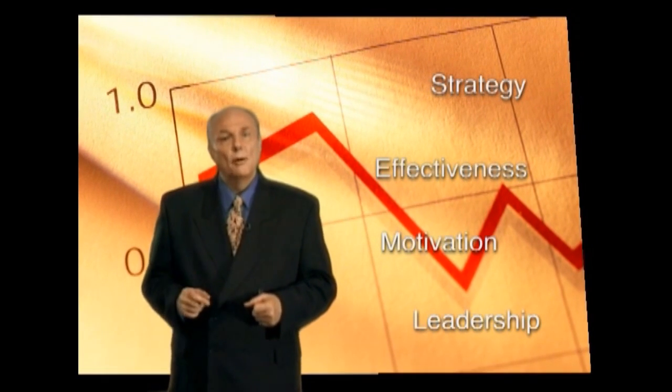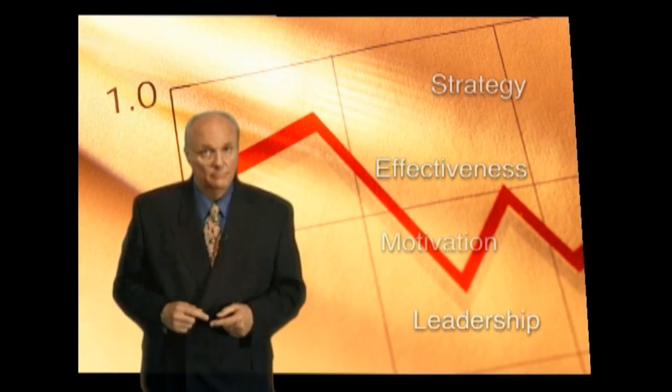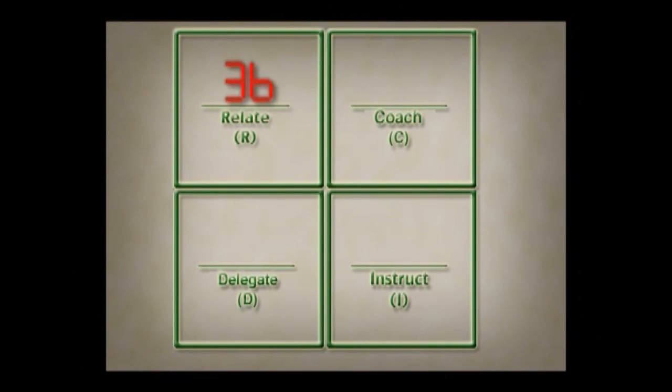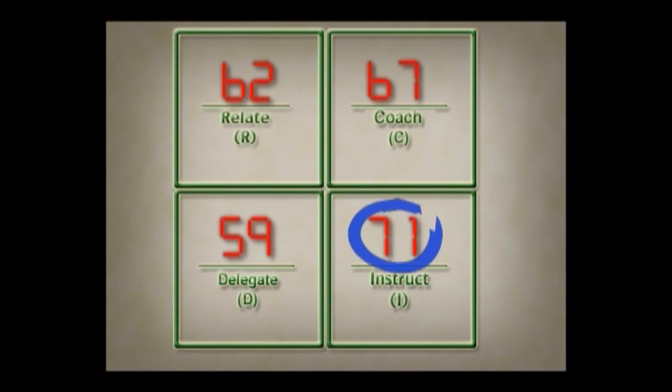Let me show you the dominant strategy type matrix. Here we see our 4 strategies: relate, delegate, coach, and instruct. Enter your strategy type scores from the scoring sheet in the correct box. Circle your highest score. This is your dominant strategy type. It indicates certain unique leadership strengths. Just about everyone favors one leadership type over another.